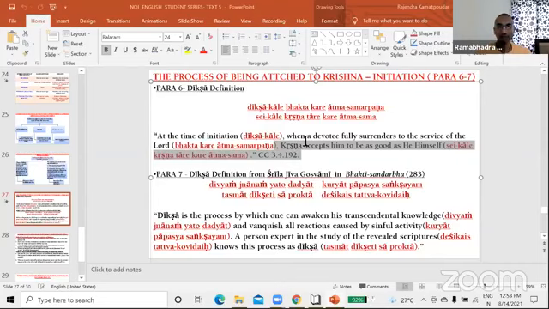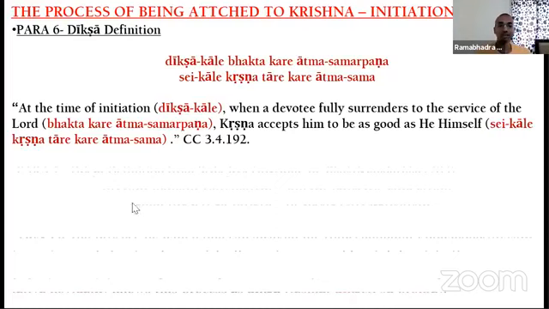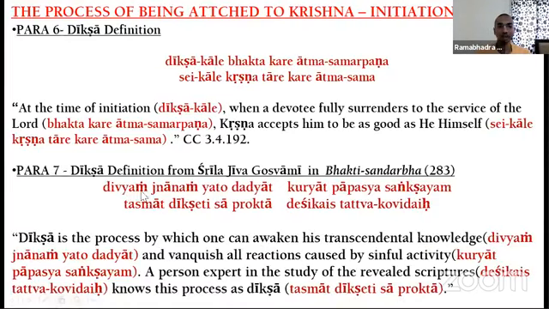Now, here there is one more question. Diksha means first or second initiation. I will answer that. Let us take the second definition. Then it will become clear. We have a very narrow conception of what is Diksha, but here the definition of Diksha is given. Divyam jnanam yato dadyat kuryat papasya sankshayam. Tasmat dikshetiti sa prokta desikais tattva-kovidaih. Diksha is the process by which one can awaken his transcendental knowledge, divyam jnanam yato dadyat, and vanquish all reactions caused by sinful activity, kuryat papasya sankshayam. Kshayam means to destroy, sankshayam means completely destroy all reactions.